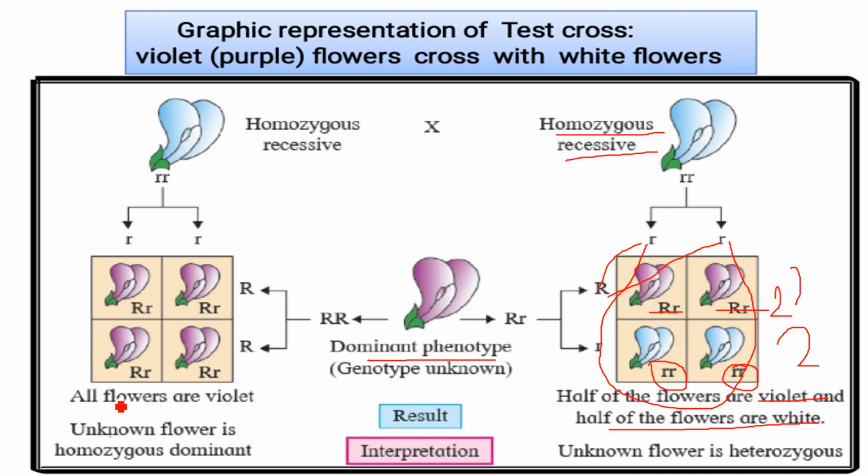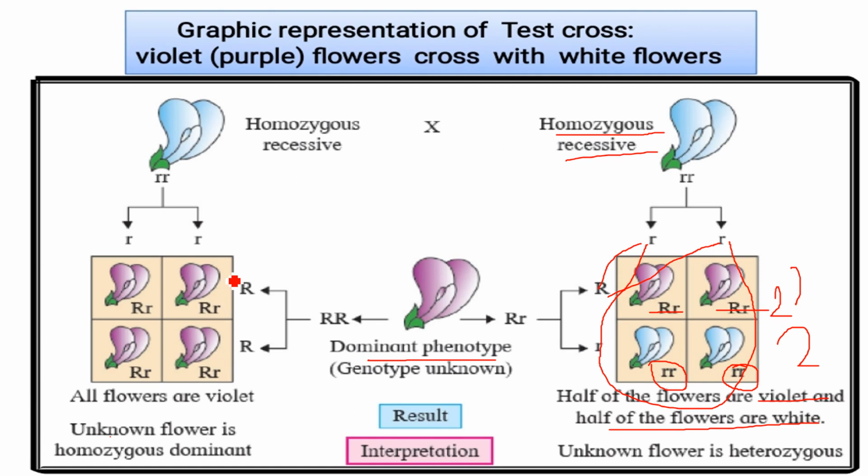So in this way, this is the graphic representation of the test cross, where the recessive parent is crossed to find out the unknown genotype. This is about the pea plant, dear students. Remember, this is the test cross, which is used to find out the genotype.